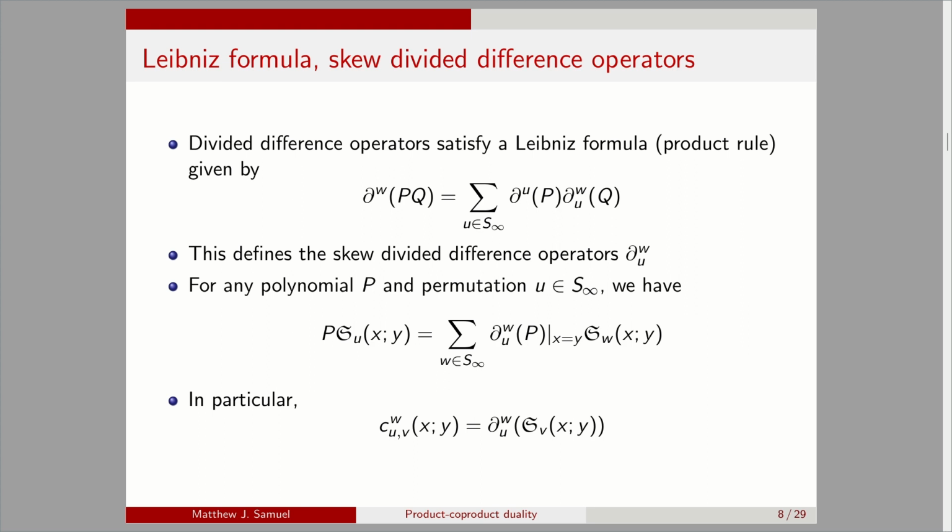So we're expanding this in terms of the basis of double Schubert polynomials, and the coefficient of S_w of x, y is partial u w applied to p, but then we set x equal to y. So in particular, the Molev-Sagan coefficient c^w_{u,v} of x, y is equal to partial u w applied to S_v of x, y.